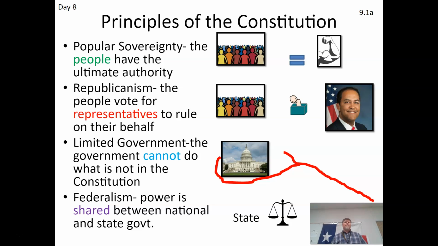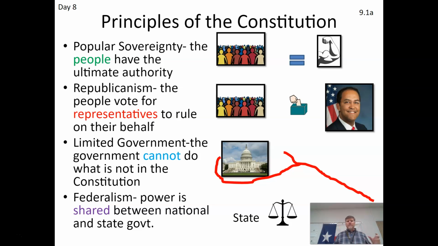And so then we have federalism, which is one that we've talked about a fair amount already. Its power is shared between the national and state government. One thing to understand about these 4 principles of the Constitution is that a lot of it has to do with power and who's in charge and who rules. That's because each of these principles is designed to divide up the powers of government in different ways.